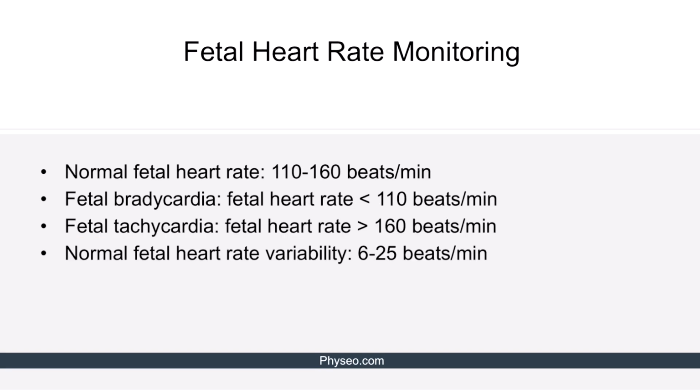The normal fetal heart rate is anywhere from 110 to 160 beats per minute. Therefore, fetal bradycardia is when the fetal heart rate is less than 110 beats per minute, while fetal tachycardia is a fetal heart rate greater than 160 beats per minute. The normal fetal heart rate variability is anywhere from 6 to 25 beats per minute.